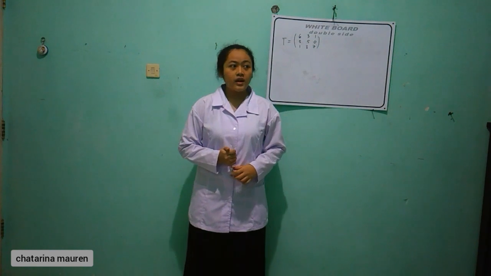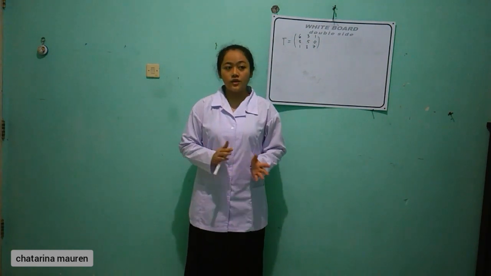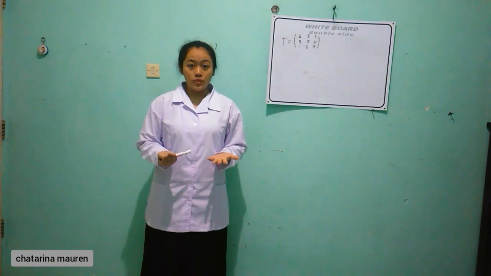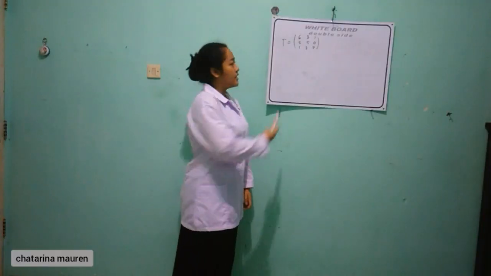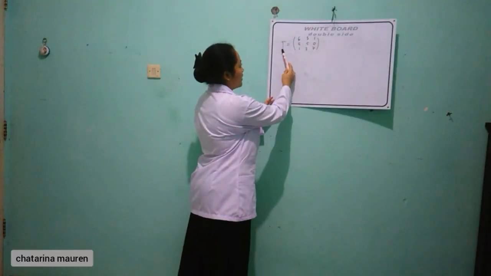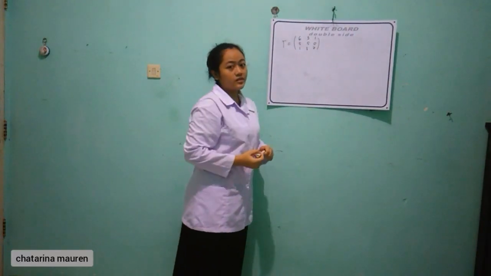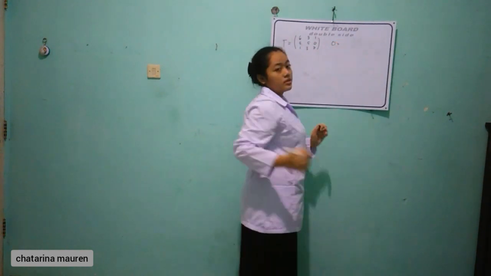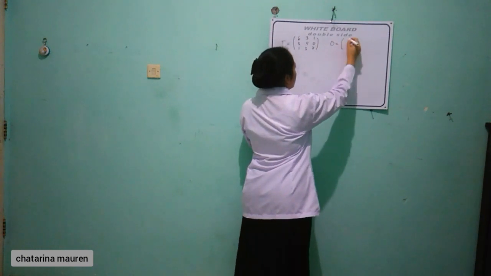Thank you, Henny, for the explanation. For the next question, if no one wants to try to solve it, let us discuss together. First, what is matrix O? Matrix O is a matrix in which all of the elements are 0. Here, since matrix T is a 3 times 3 matrix, matrix O is also 3 times 3. So matrix O is.